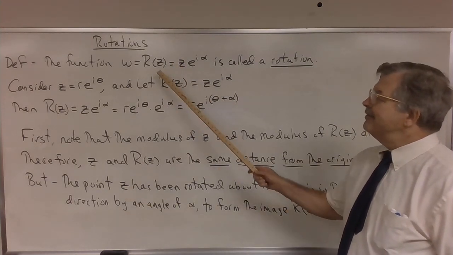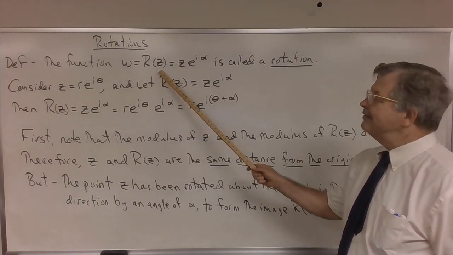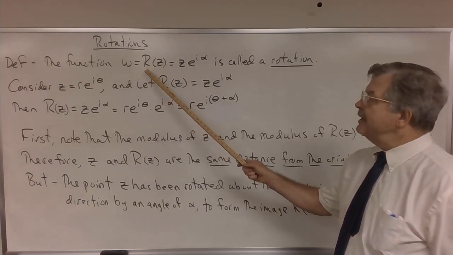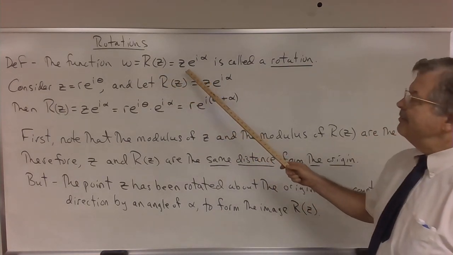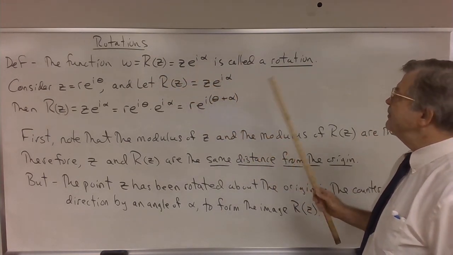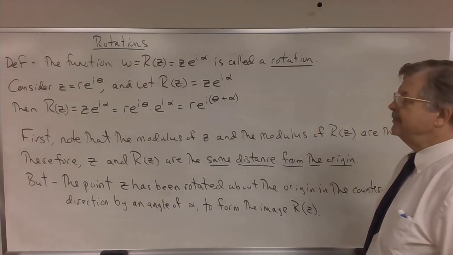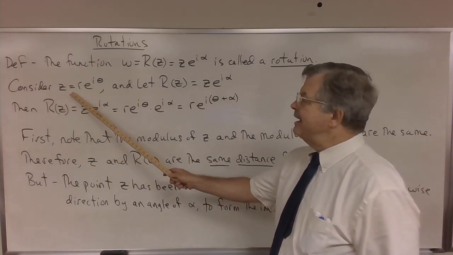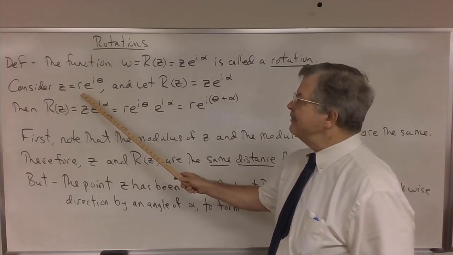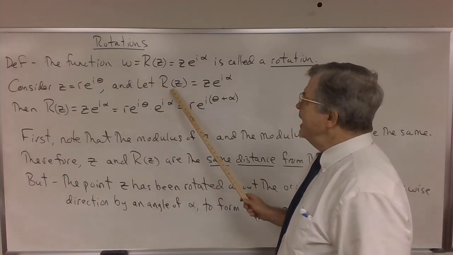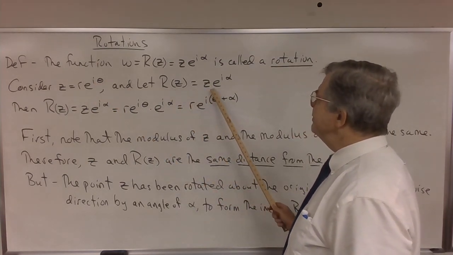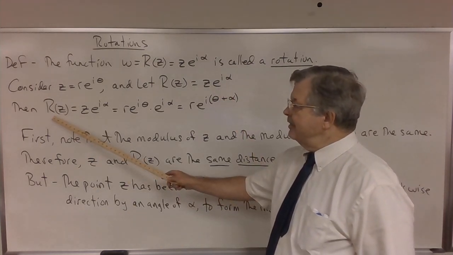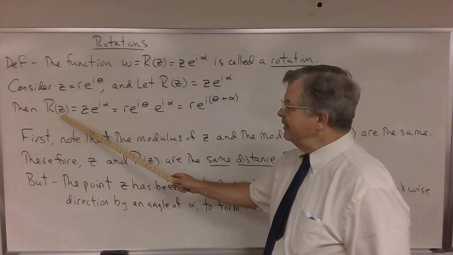Rotations. The function w equals r of z, and this is r for rotation. The function w equals r of z given by r of z equals z times e to the i alpha is called a rotation. And let's see how this works. Let's take any complex number, z equals r e to the i theta, and we'll let r of z be z times e to the i alpha. Then here's what happens when we evaluate the rotation at z.